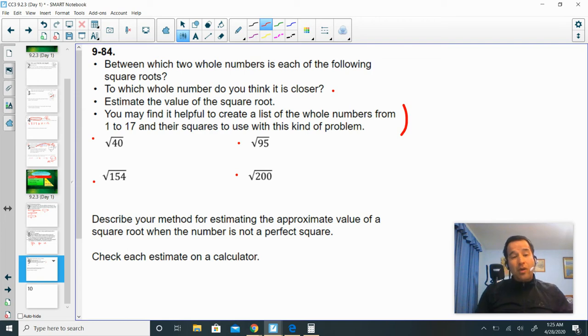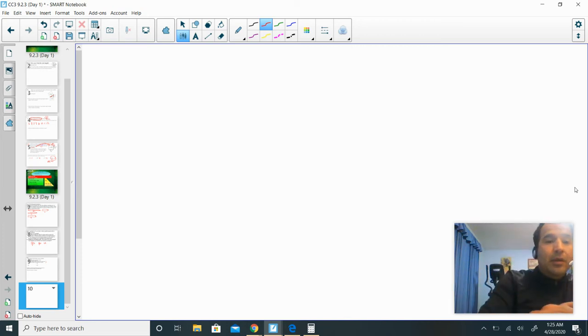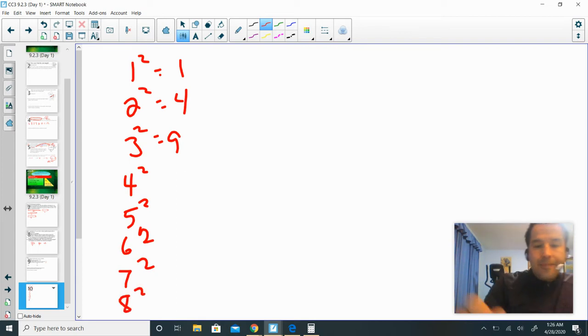Okay, so what we're going to do is on your paper, I also want you to write this. This will be helpful not only for now, but for the future. So please write this down. 1 squared is 1. 2 squared, 4. 3 squared, 9. Please go ahead and keep going as high as you can. 9 squared.